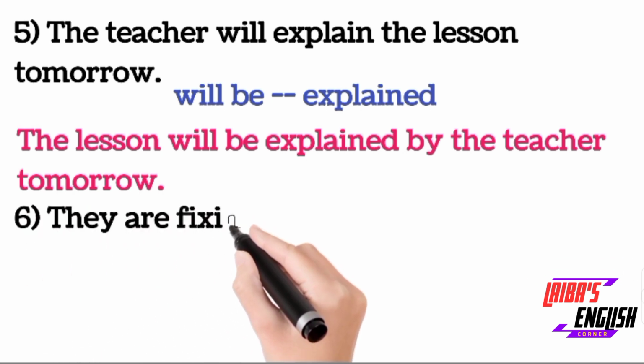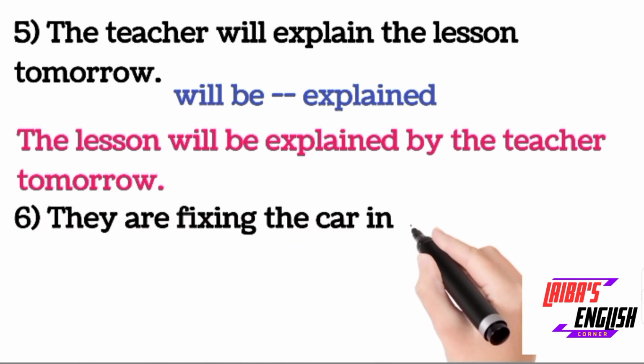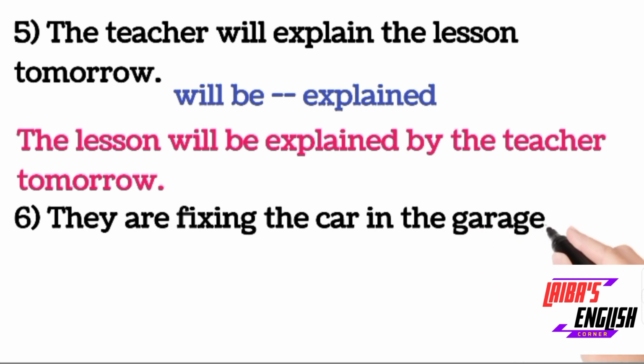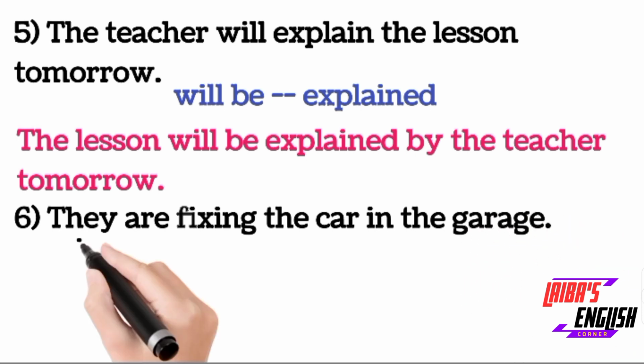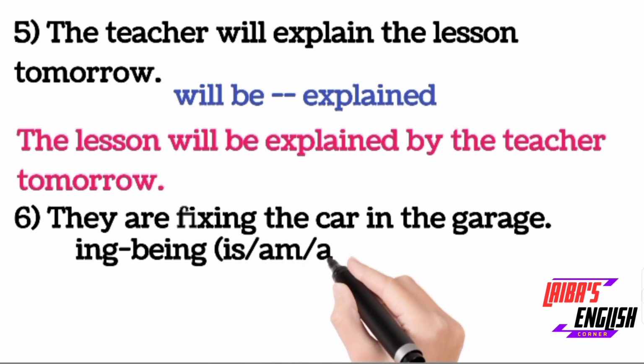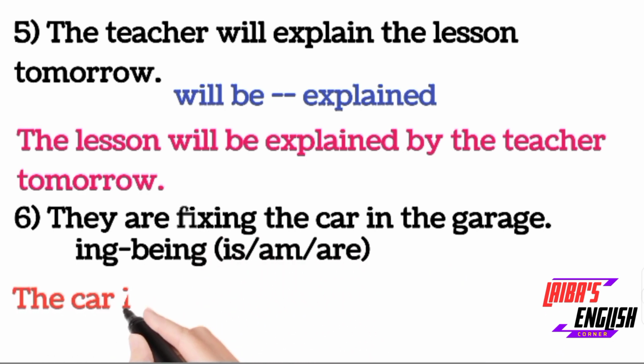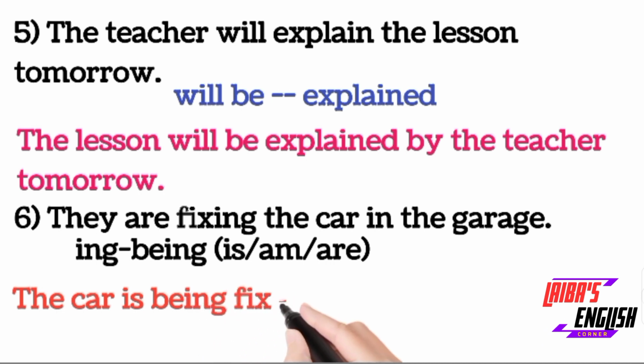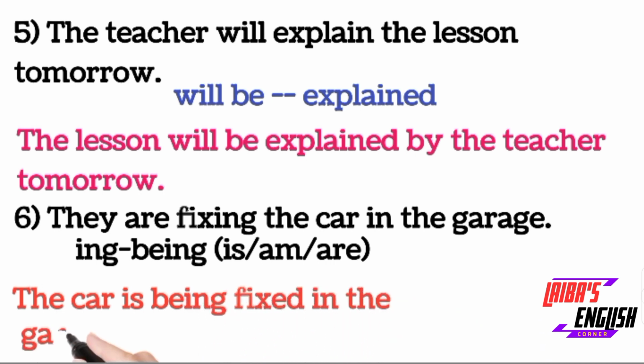Sixth example is they are fixing the car in the garage. So here the car, what is the car? Yes, the car is an object. We will use it in the place of subject. And fixing, ing will change into being, and we will use is, am, are as a helping verb. So the car is being fixed in the garage by them.